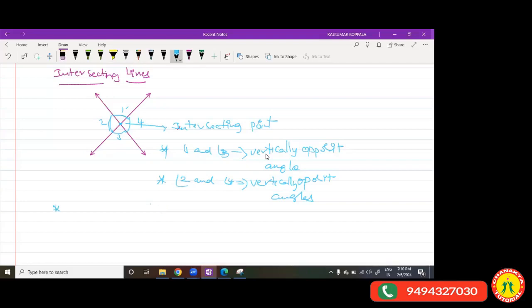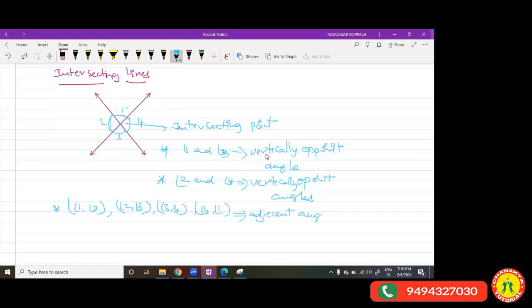Here angle 1, angle 2 and angle 2, angle 3 and angle 3, angle 4 and angle 4, angle 1. Are all adjacent angles or not? See, 1, 2 and 2, 3 are divided by the same line. 3, 4 are divided by the same line. So 4, 1 also. So all these are called adjacent angles.